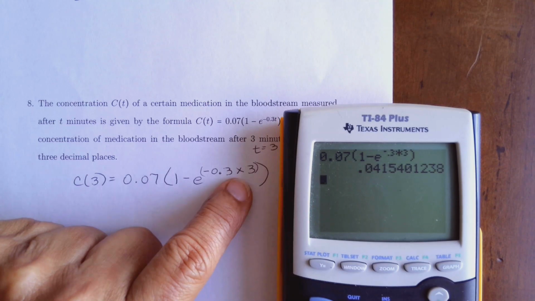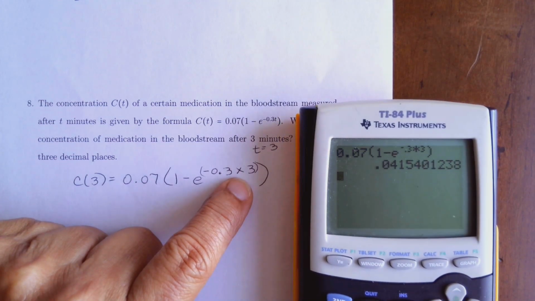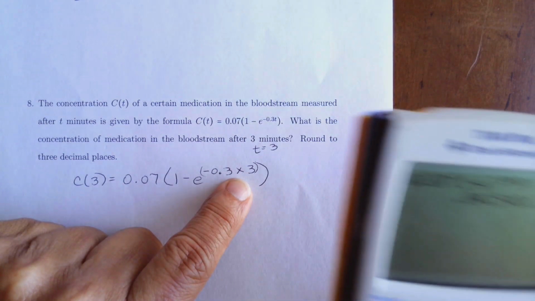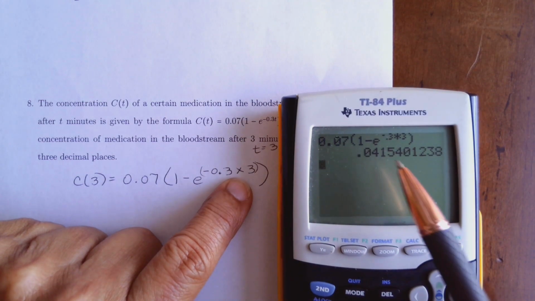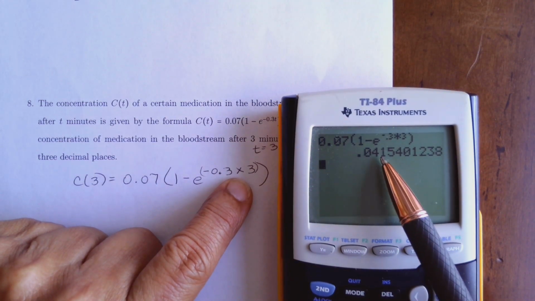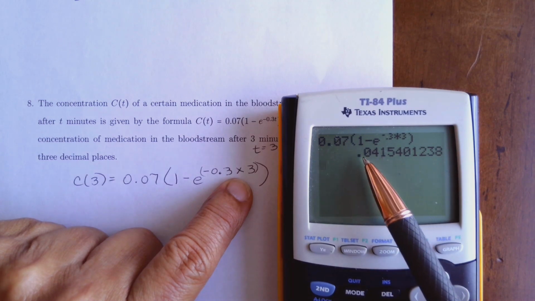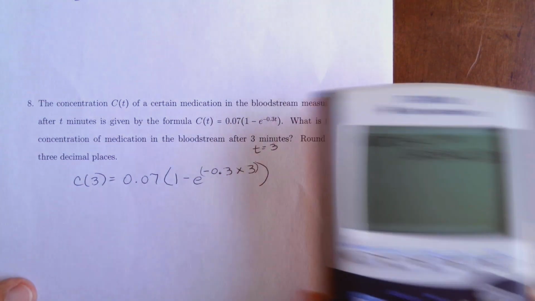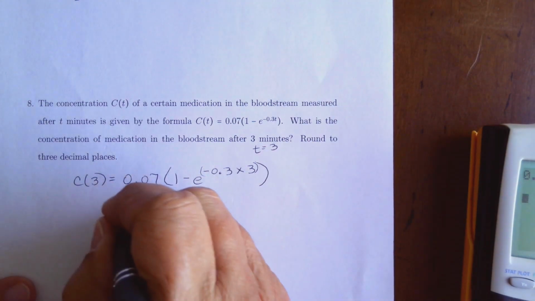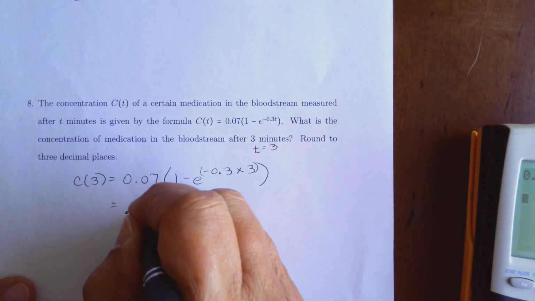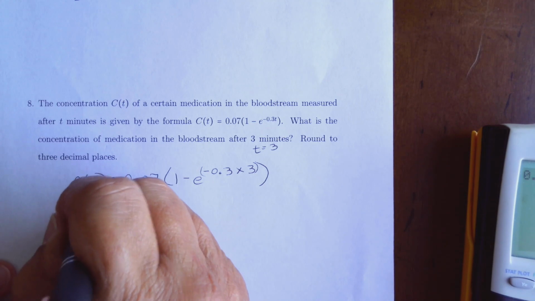All right. So that gives us 0.04. What are we rounding to? 3 decimal places. So 0.041, but since that's a 5, that's going to become a 2. So 0.042 will be our answer. So that is C sub 3.